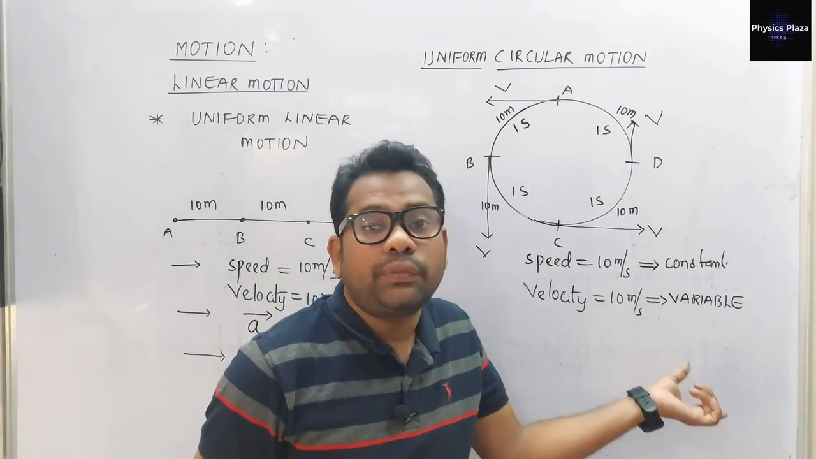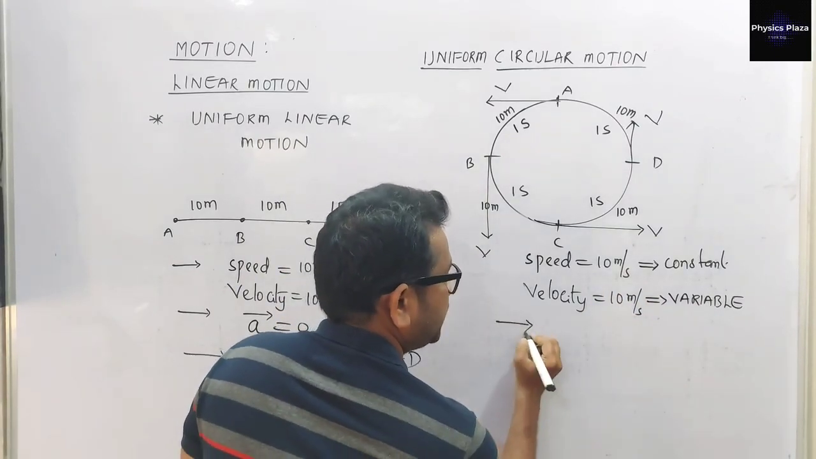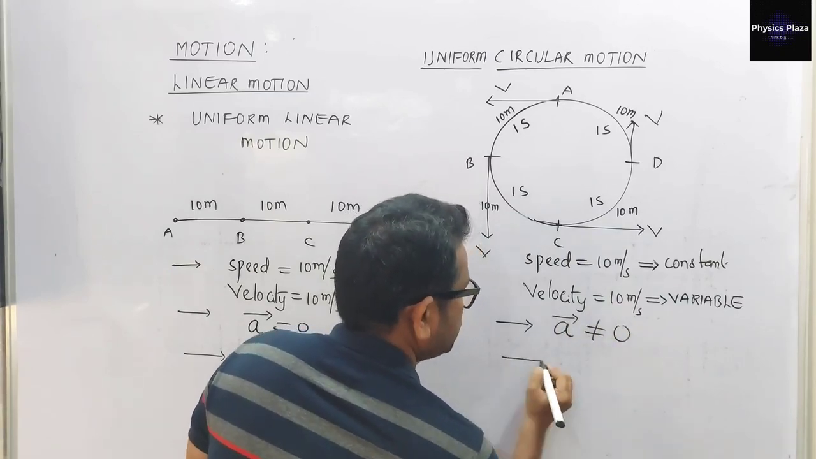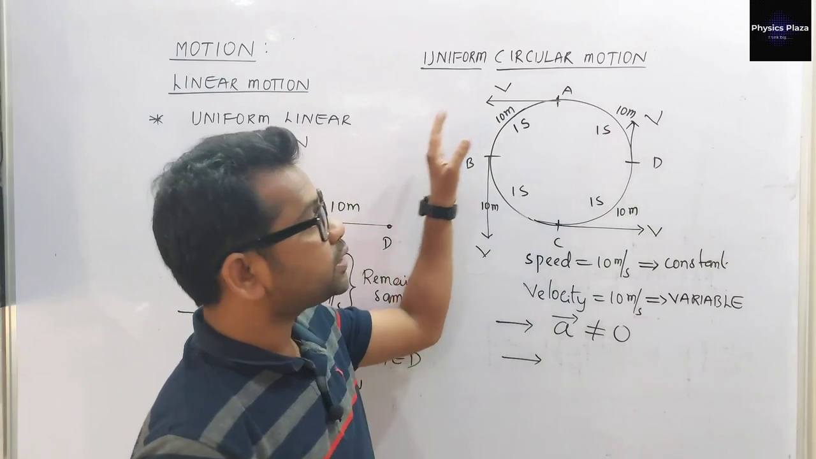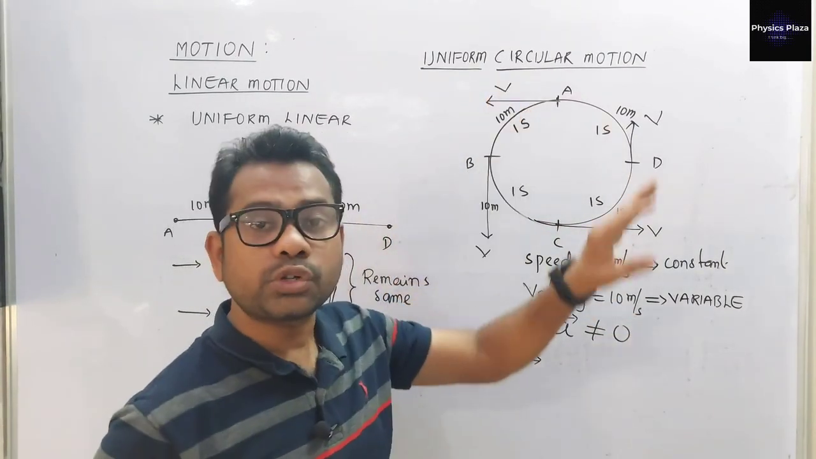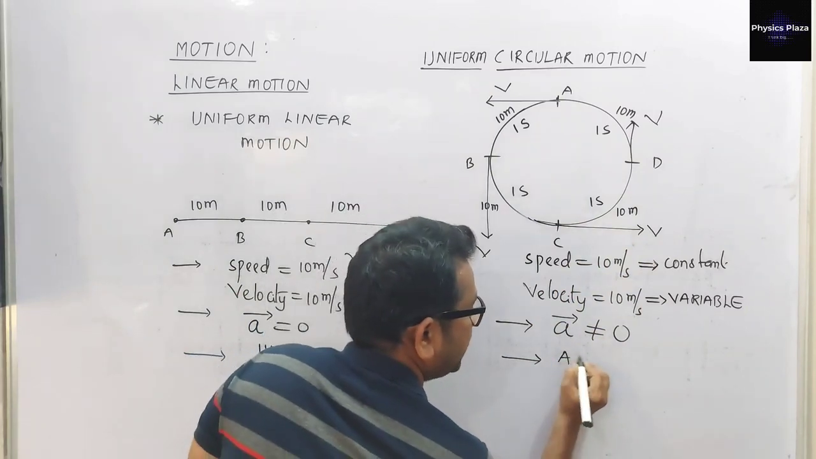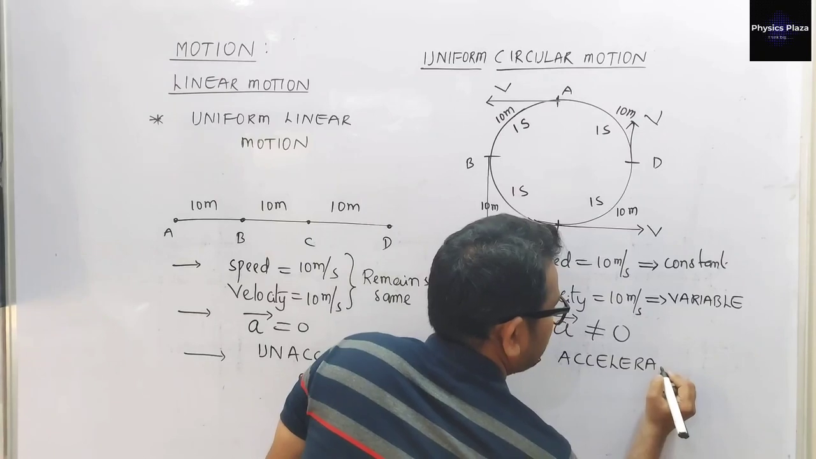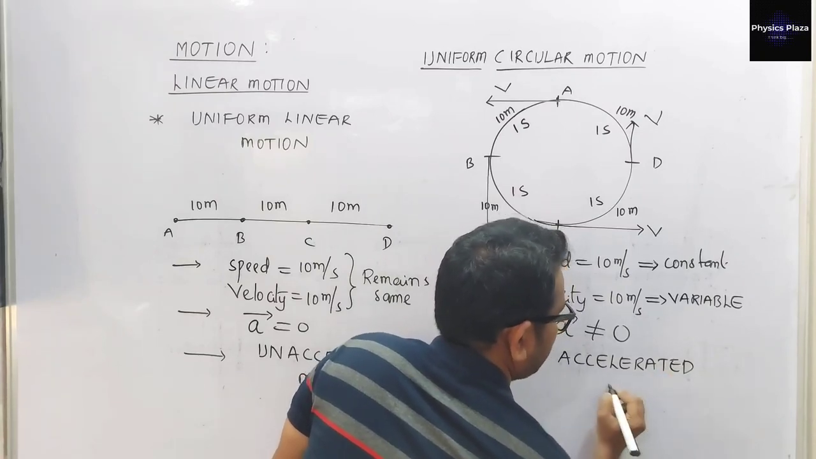As there is a change in the velocity, children, there will be acceleration. I mean what here? Acceleration is not zero. So the body which is in uniform circular motion has some acceleration. That's why uniform circular motion is also called accelerated motion.